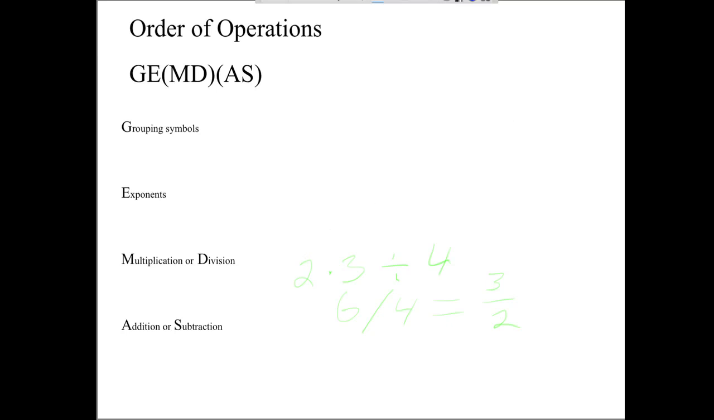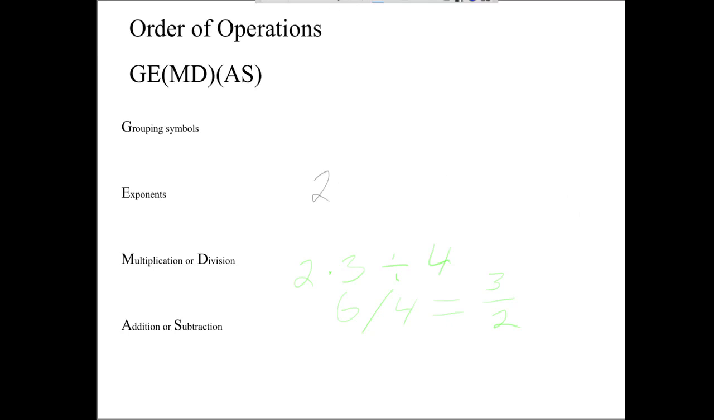Let's do another problem. I'll have 25 divided by 5 times 3. What does that equal? Again, we do this as we come to it, from left to right. 25 divided by 5 is 5, and 5 times 3 is 15. So this helps us understand which way we're going to go as we move through our operations.